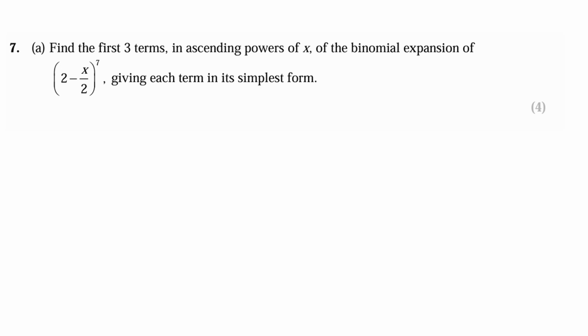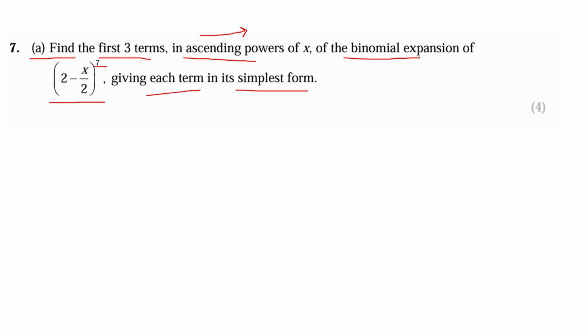In this A-level maths question, we're asked to find the first three terms in ascending powers of x, so that means increasing powers of x, of the binomial expansion (2 minus x/2) all raised to the power of 7, giving each term in its simplest form. Now, there are many different ways of doing this.